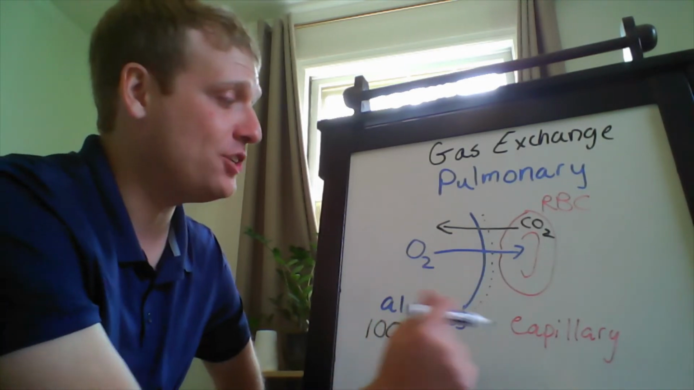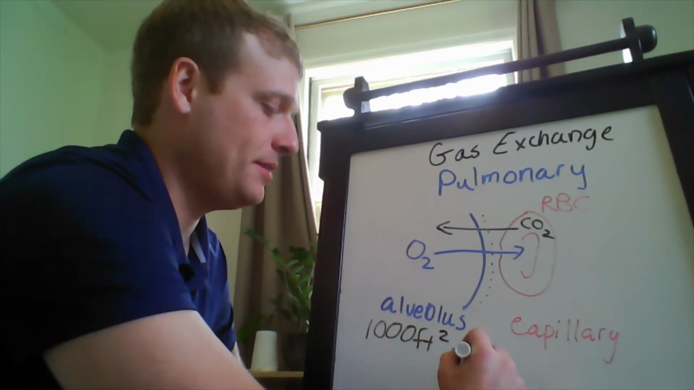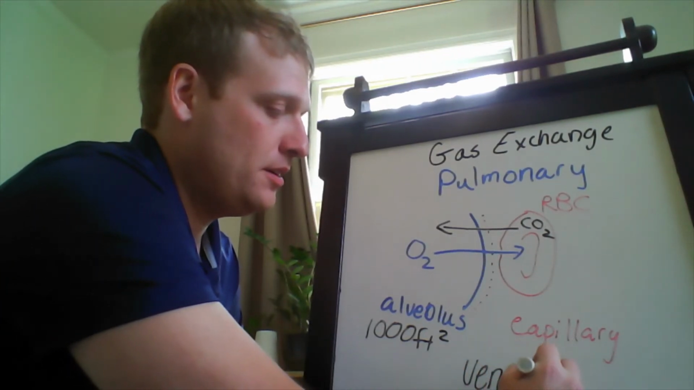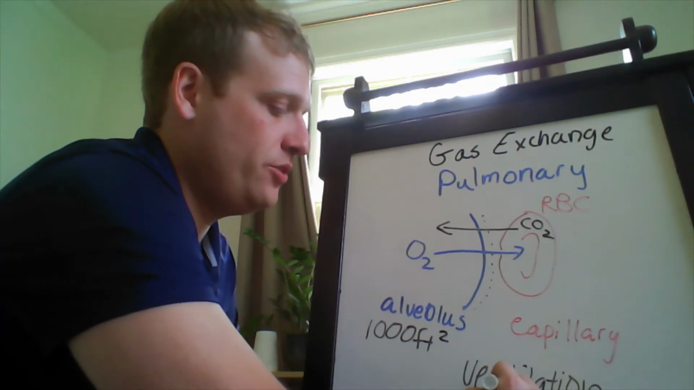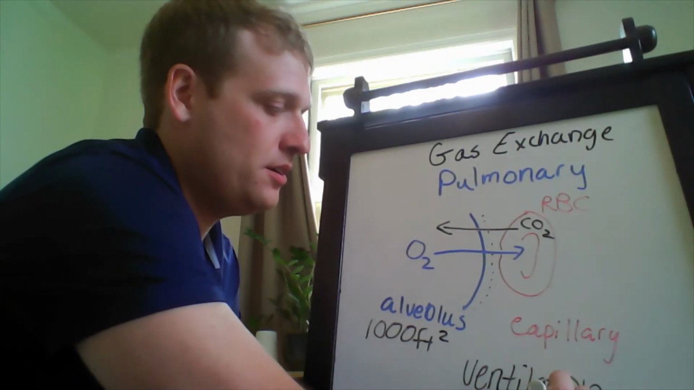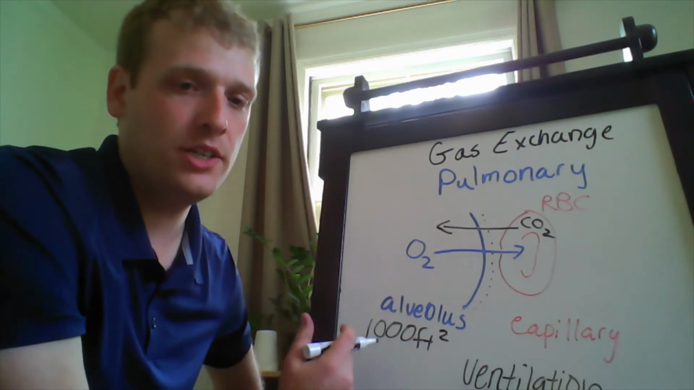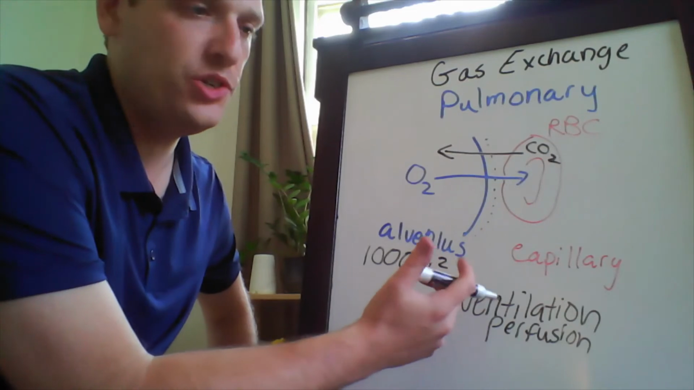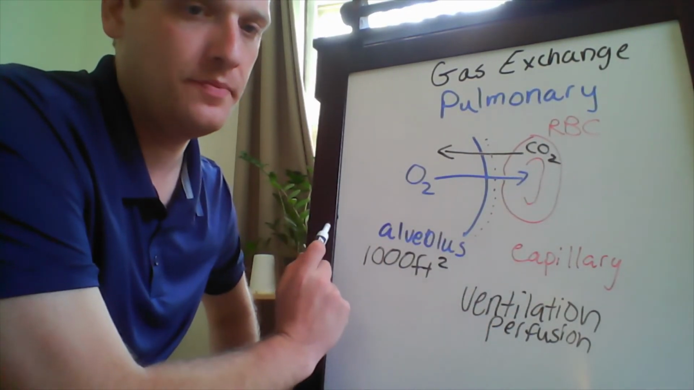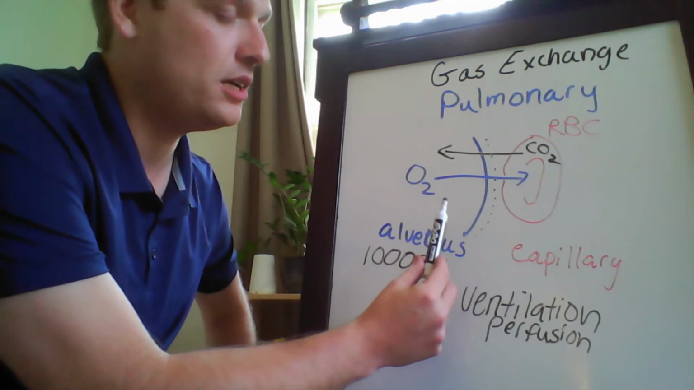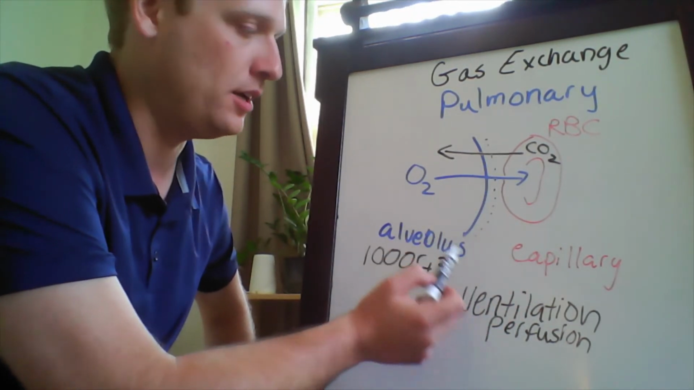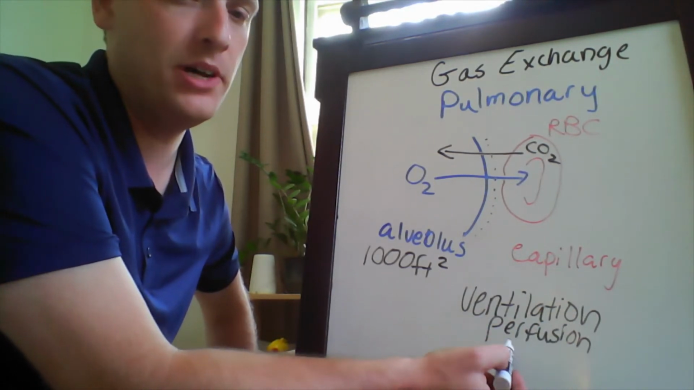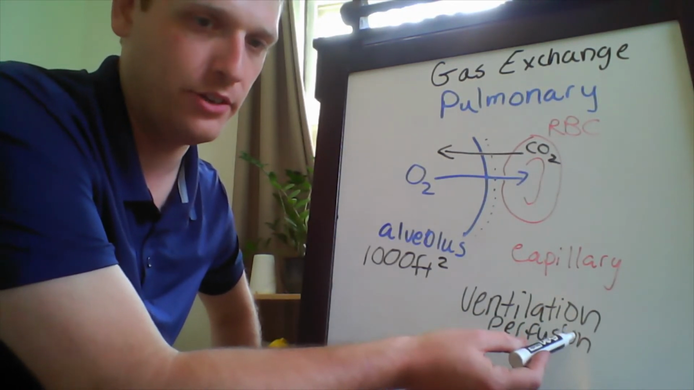Ventilation perfusion matching is another kind of complicated sounding term. Ventilation perfusion. So ventilation is just how much you're breathing, and perfusion is how much blood flow there is. And so your lungs and your blood vessels in your lungs are going to work together to match up how much you're breathing with how much blood flow there is in a particular region.